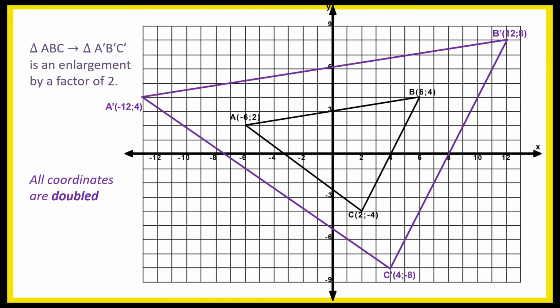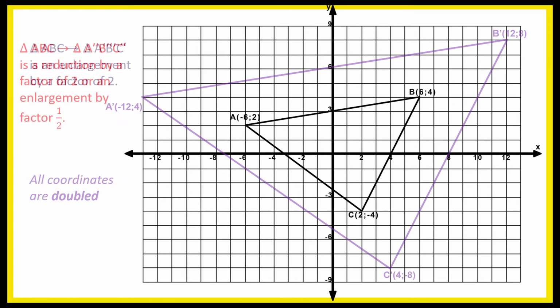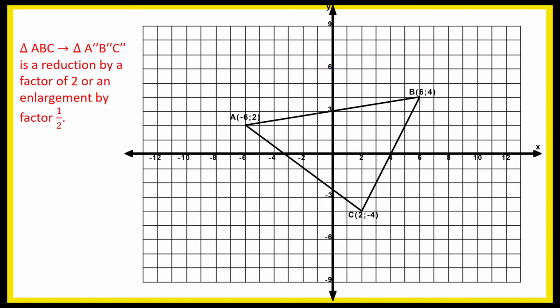Okay, so let's do a reduction also. So I'm going to use the same shape in this example. So it says A', B', C' is a reduction by a factor of 2. So I'm going to divide everything by 2. So negative 6, 2 will become negative 3, 1. 6, 4 will become 3, 2. And then the same thing for C. I half the coordinates, and then I just join all of those points, and there's my shape. Okay, so you can see that the shape is exactly the same shape, it's just smaller.